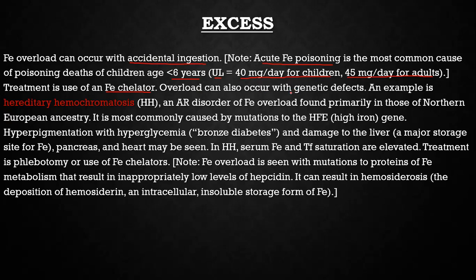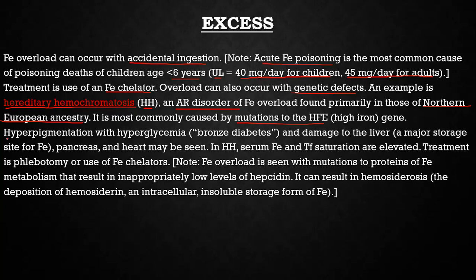Now, overload can also occur in people with genetic defects. For example, people with hereditary hemochromatosis, HH, which is an autosomal recessive disorder of iron overload, primarily found in people who have a northern European ancestry, in countries such as Denmark, I think Iceland, such countries. That is where you find this autosomal recessive disorder prevalent. It is usually caused by mutation of the HFE gene, the high iron gene.